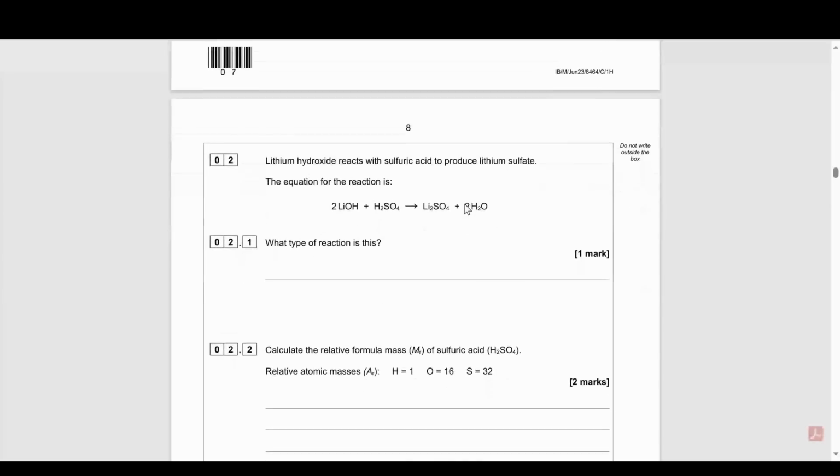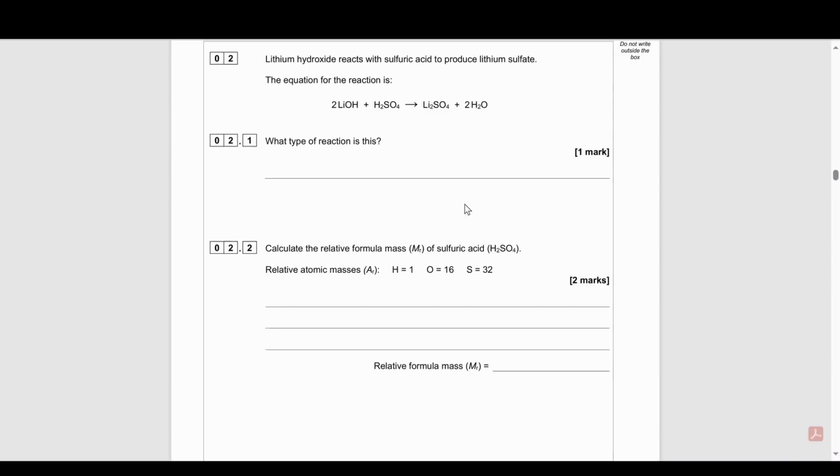Question 2. Lithium hydroxide reacts with sulfuric acid to produce lithium sulfate. The equation for the reaction is shown. What type of reaction is this? 2.1.